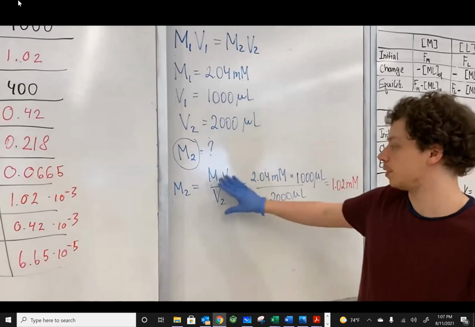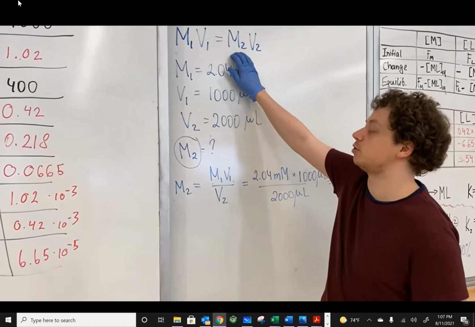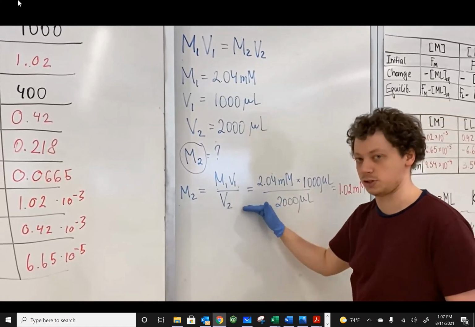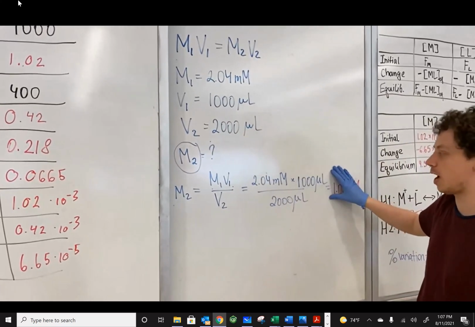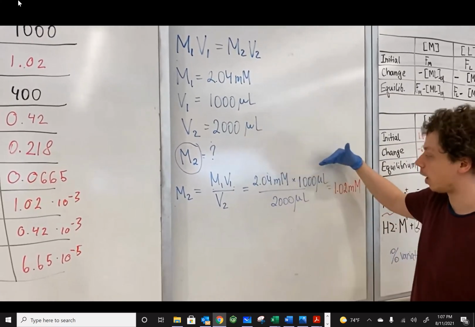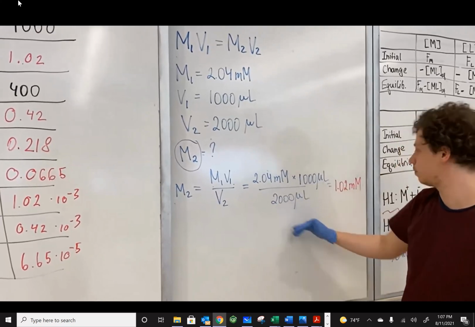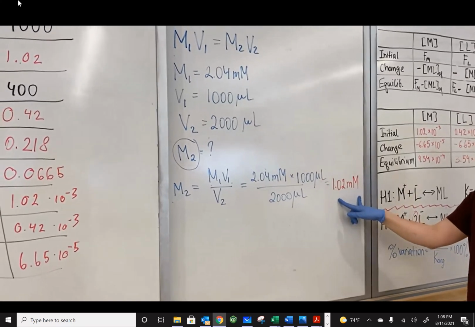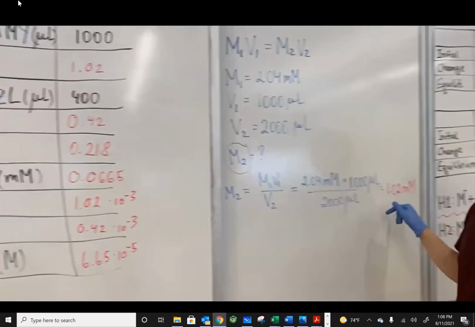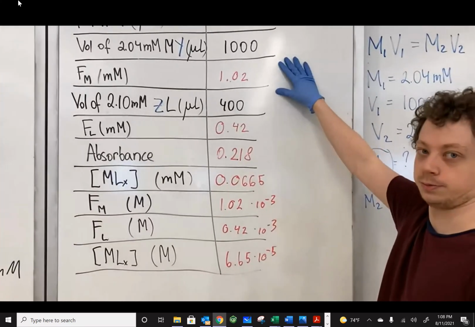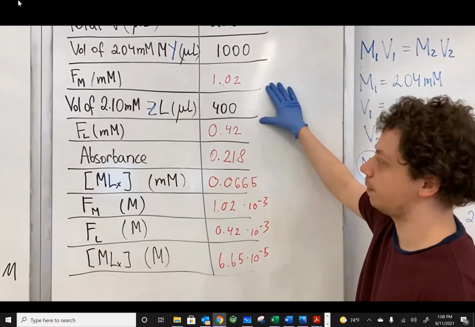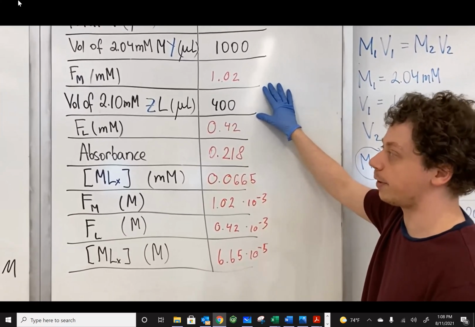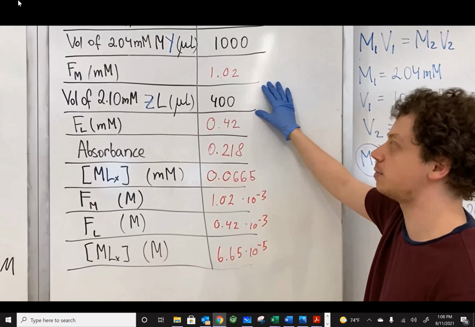Now, the way we do that is we rearrange our M1V1 is equal to M2V2 into M2 is equal to M1V1 divided by V2. We fill in the numbers that we have from above, so our M1, our V1, and our V2. And the concentration of our metal in this test tube comes out to 1.02 millimolar. We go back, we fill that into our table. Next, we calculate in the same fashion the formal concentration of our ligand species in the same test tube.